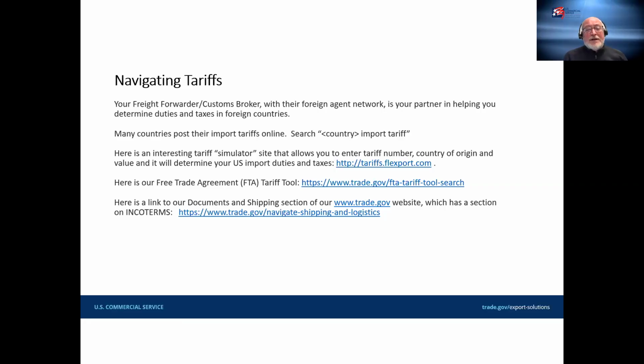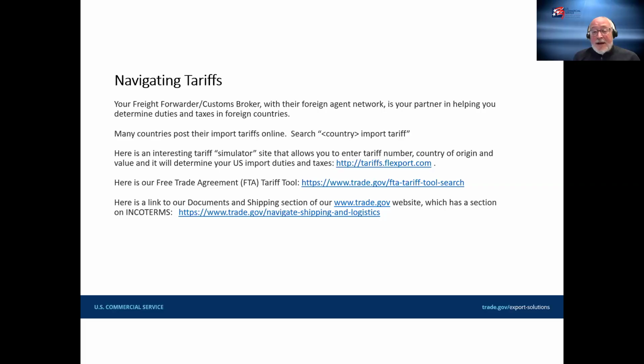We also have a free trade agreement tariff tool on the trade.gov website, which is a link there. And that's just what it sounds. It's a similar tool as the first one I'm mentioning, but it's helping identify what our preferential duty rates are with our free trade agreement partners. And you just plug in your tariff code and the country, and select export or import, and it spits out what the current duty rate is.